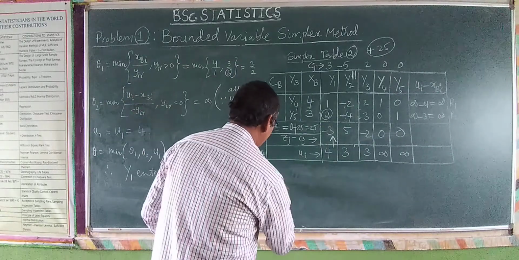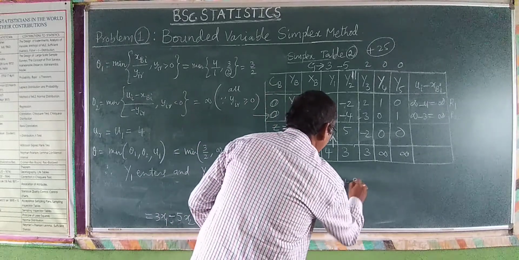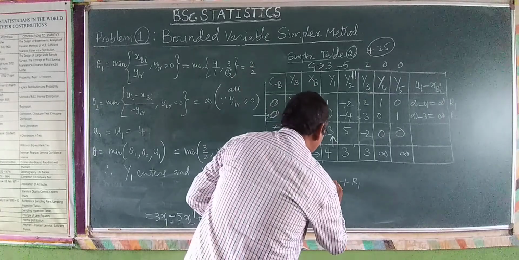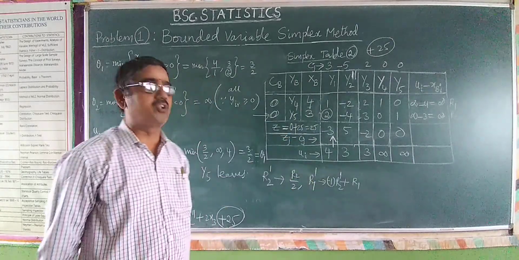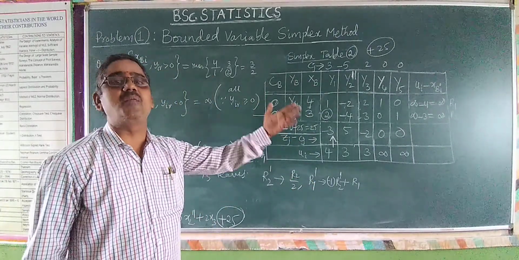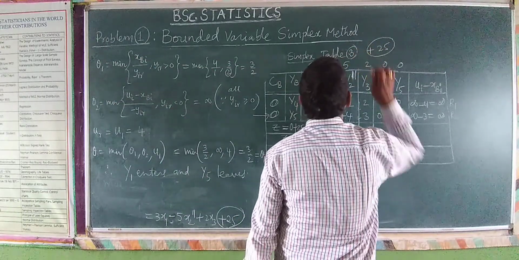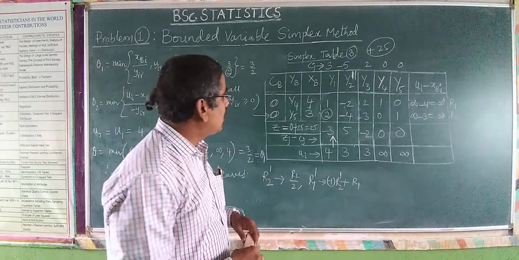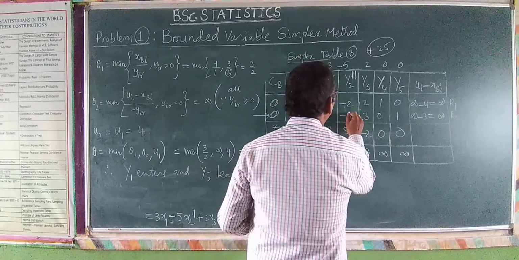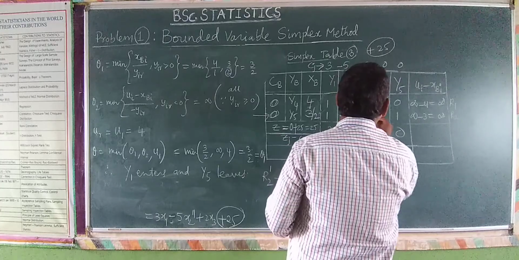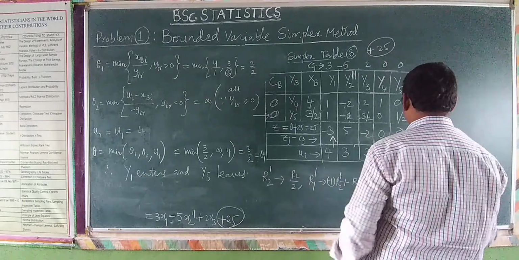The operation is R2 dash is R2 divided by 2, and R1 dash is minus 1 multiplied by R2 dash plus R1. If you do the operation, you will get the respective elements, so now I consider this simplex table 3. Now I convert all the values in the simplex table: here it is 3 by 2, and this is 2 by 2, which is 1, and minus 4 by 2, minus 2, and plus 3 by 2, and 0, 1 by 2, like that. These are all the values you have to change. Now it is R1 dash, R2 dash.